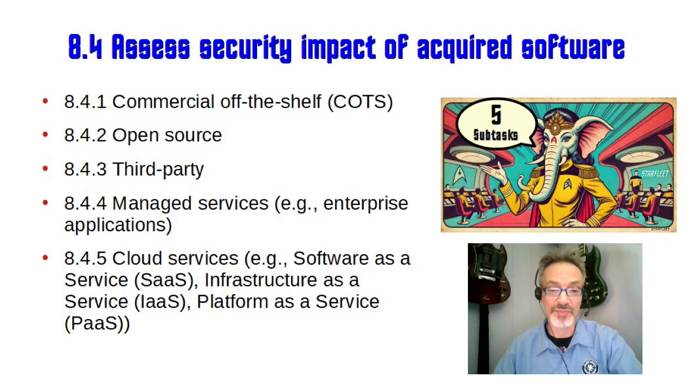3. Third-party software. You need to assess the security practices of external vendors and continuously monitor their solutions for emerging risks. 4. Managed services. These include outsourcing enterprise applications where clear service level agreements are essential to ensure security and performance. And 5. Cloud services. These are software as a service, infrastructure, and platform as a service. Each has a shared responsibility model, where both you and the cloud provider share some security duties, and it makes it critical to assess how security is managed on both sides.